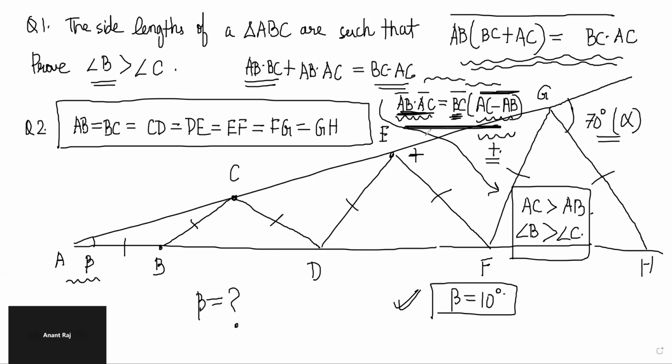I hope question 2 is clear to everyone. You have to use isosceles triangle properties, and exterior angle is sum of two interior opposite angles. You have to use that several times. You should be able to get 10 degrees. Correct? Okay. So next problem.